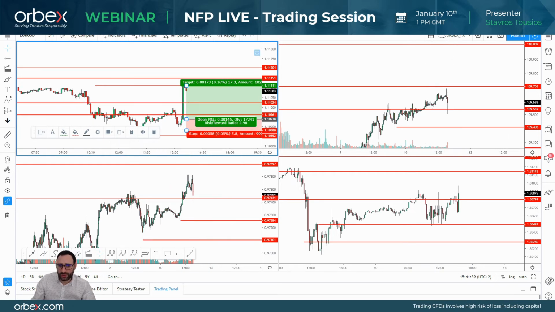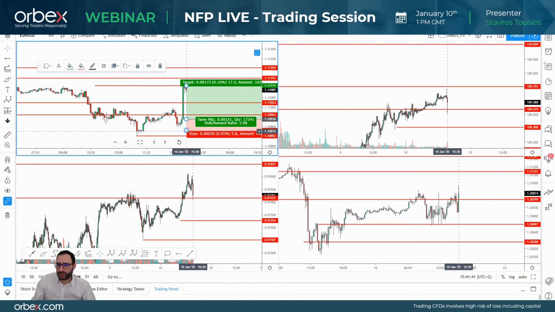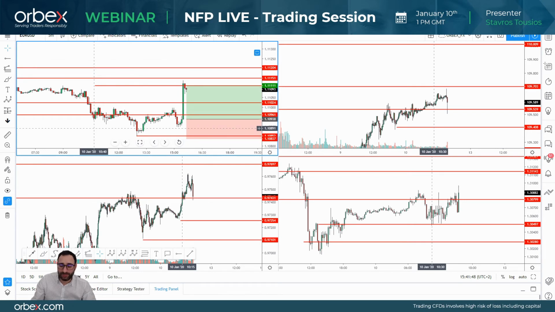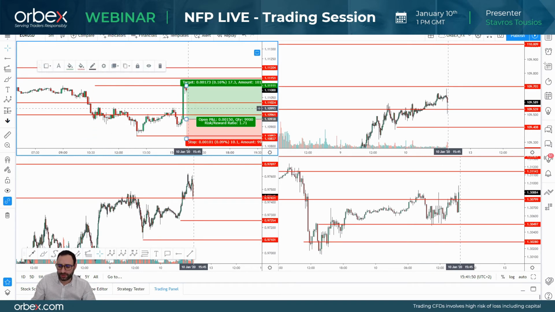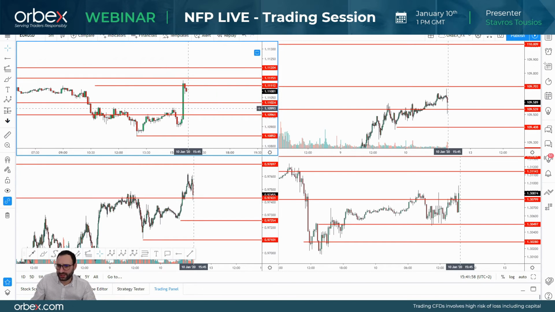And of course, your stop in this case would be below this previous level, right? So around 10 pips in this case still makes a good scenario of a good risk to reward ratio. Not as good, but at least for NFP it's not bad, right? Let me just delete that.